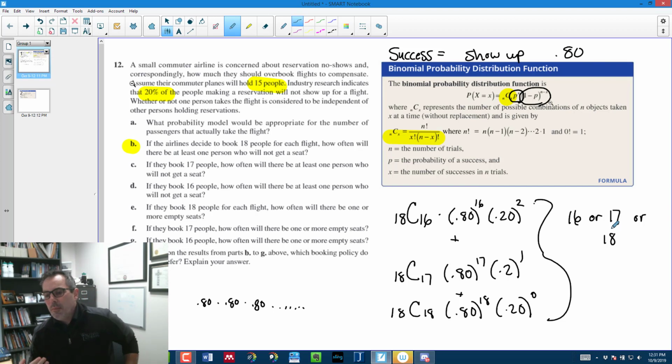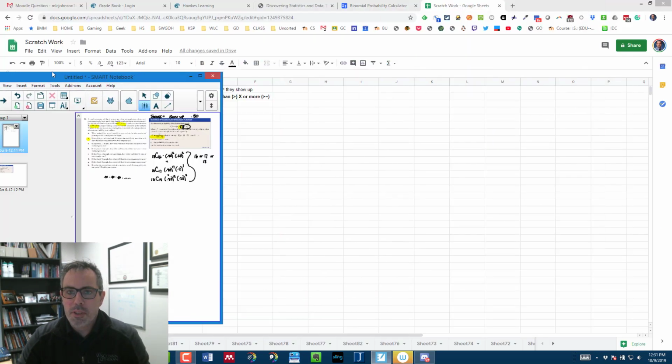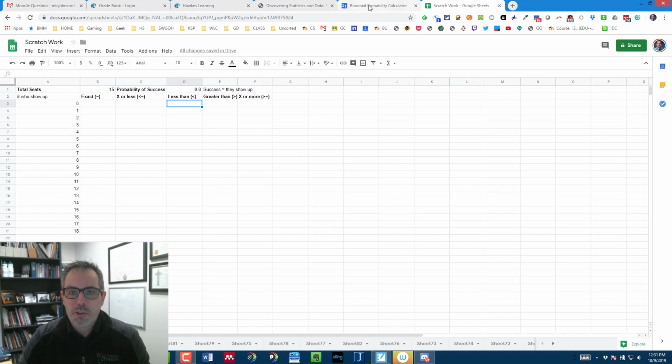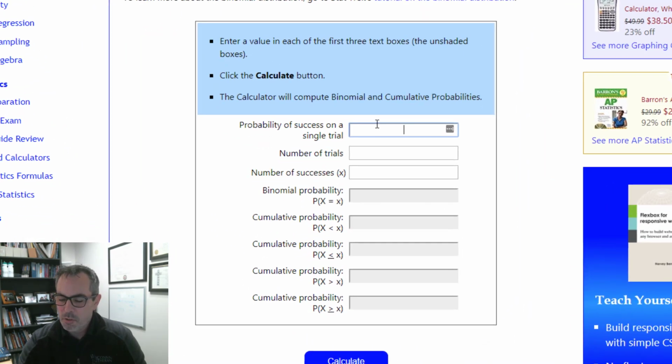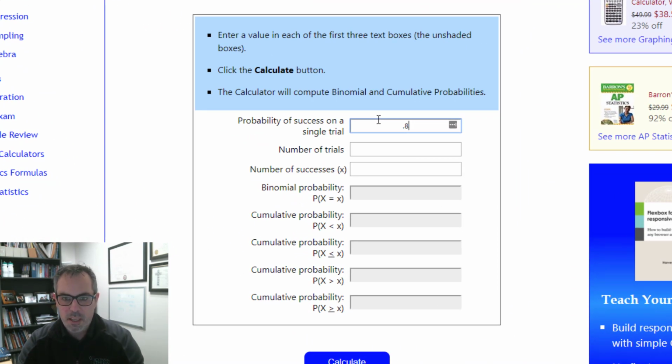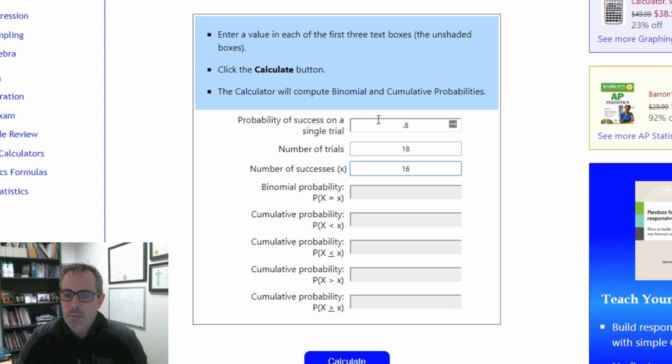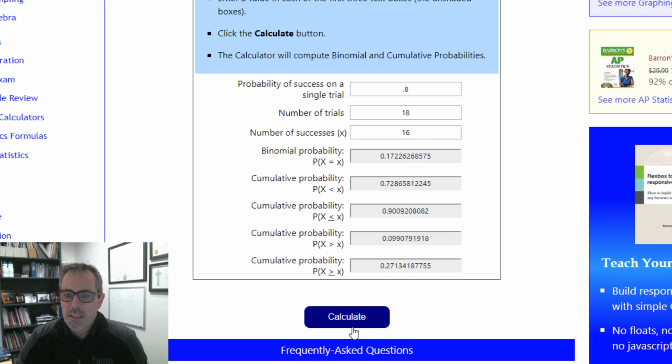This is where, at first, it's kind of nice to have a calculator. I use the online calculator that is at StatTrek. So I'm going to grab that and show the nice part about this calculator. It's the binomial probability calculator. Probability of success, remember that someone shows up, is 0.8. I have 18 trials and I want to know how often 16 people are going to show up. And so I'm going to calculate that.